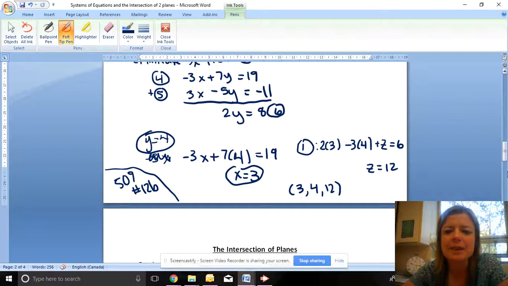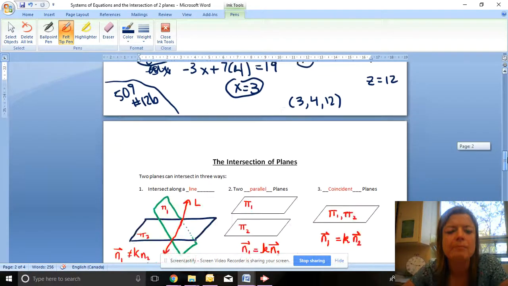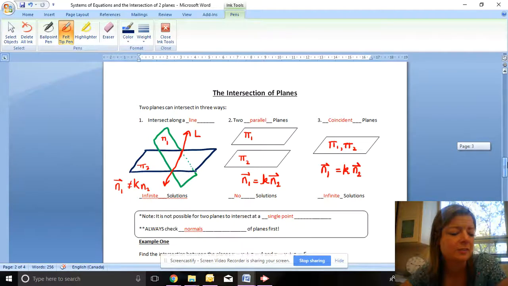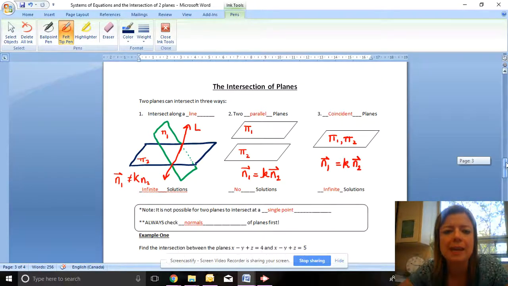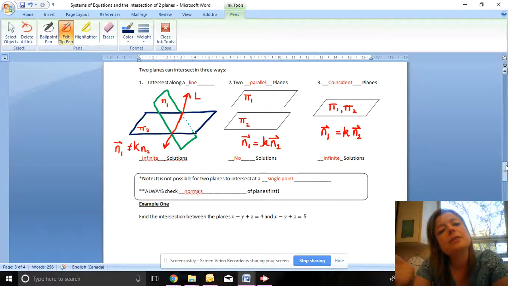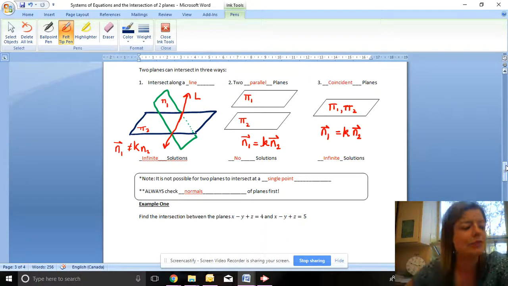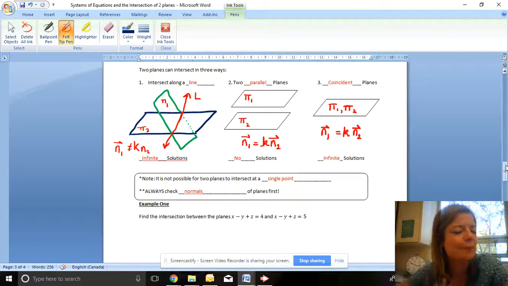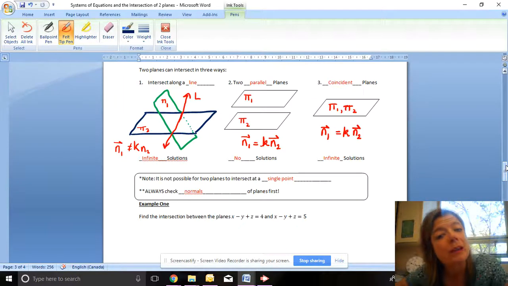Okay, so we're continuing with this note after system of equations by now talking about how two planes can intersect and how we can find how they intersect. Okay, so two planes can intersect in three different ways. Either they can intersect along a line, as shown beautifully in the first photo. They can be two parallel planes, or they can be coincident planes.